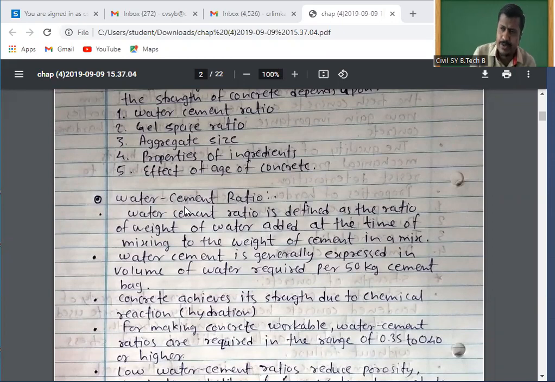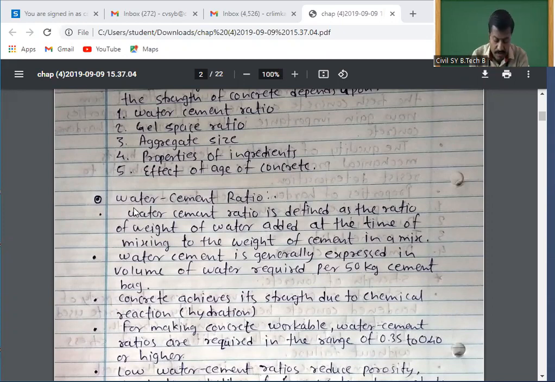Now, it is important for us to study the definition of water to cement ratio also, because this definition was asked in many of your competitive examinations. You can copy that also. What is water to cement ratio? Water to cement ratio is defined as the ratio of the weight of water added at the time of mixing to the weight of cement in a given mix.